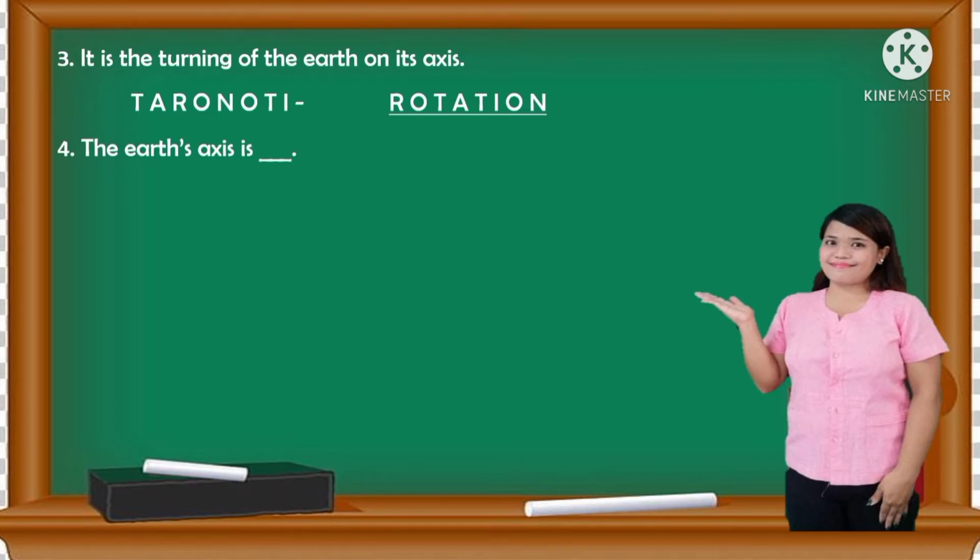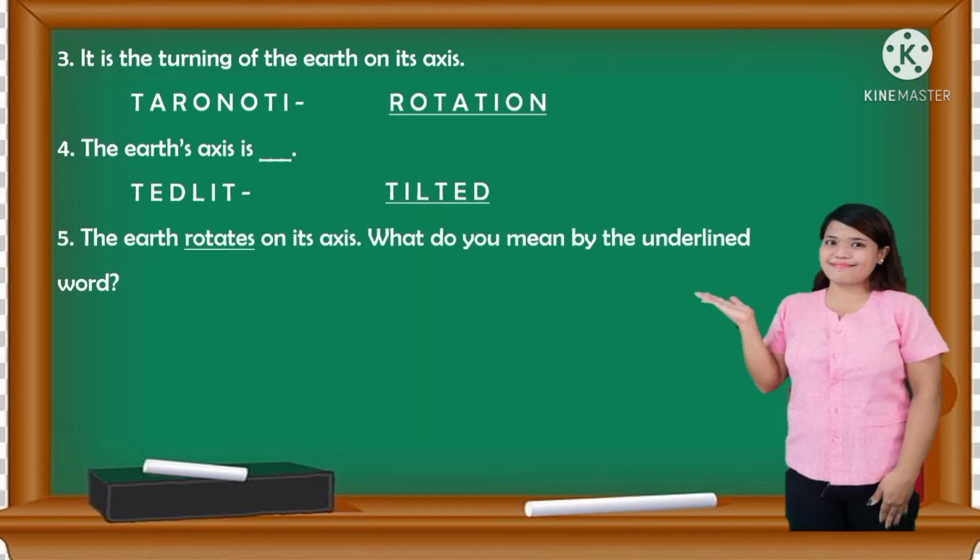Number 4. The Earth's axis is tilted. And for the last number, the Earth rotates on its axis. What do you mean by the underlined word? The correct answer is spins.